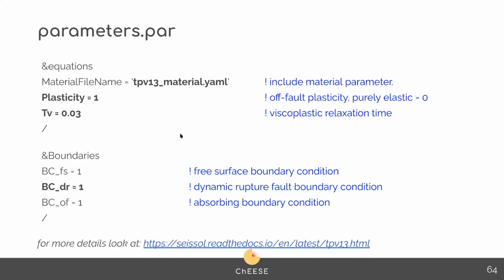As we use fault plasticity, we add 2 extra variables at the beginning of the parameter file to tell SeisSol that now we start to use plasticity. And there is another parameter, the viscoplastic relaxation time, you need to give. And as now we use dynamic fault boundary conditions, we need to turn on the boundary condition here.